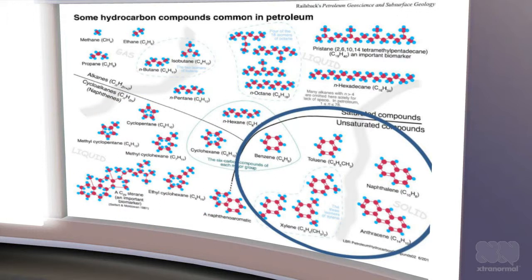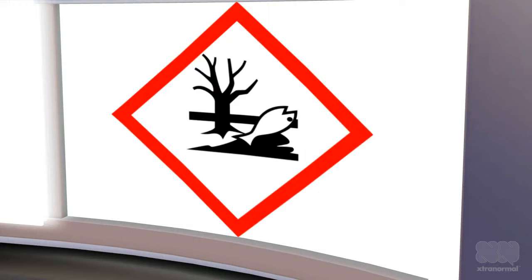Finally, there are also the unsaturated hydrocarbons. These compounds have ring-like structures and contain double or triple bonds. Typical unsaturated hydrocarbons found in petroleum are benzene, toluene, ethylbenzene, and xylene. These are better known as BTEX and are considered to be extremely detrimental to our environment.